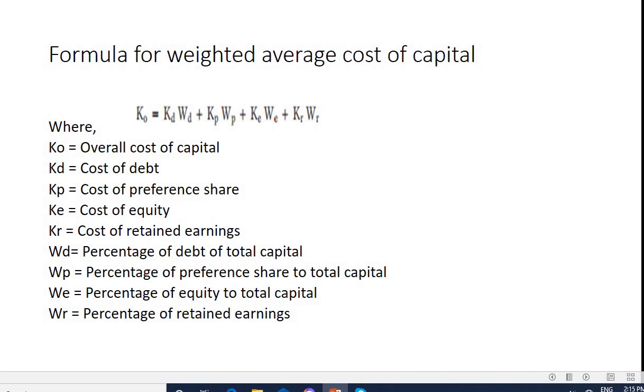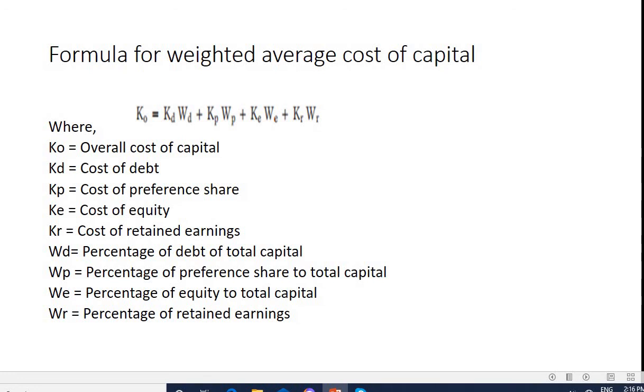That we need to multiply with the cost of debt. Plus KP into WP. KP means the cost of preference share. Preference shareholders are the shareholders who carry a preferential right in getting the dividend and also in claiming on the assets of the company. That preferential cost we need to take, and we should multiply with the percentage of preference share to the total capital. Plus KE. KE means the cost of equity, the real owners of the company. We have to take the cost of equity multiplied with the weight, that is, the percentage of equity in the total capital. What is the portion of equity in the total capital?